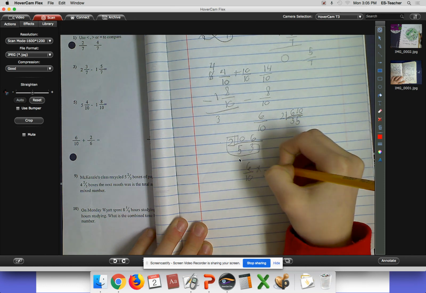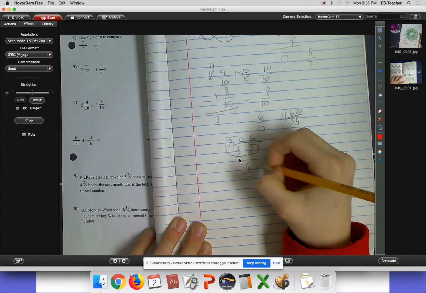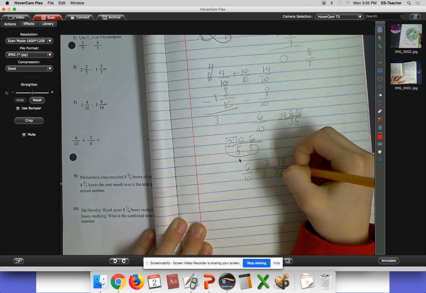You get 30. When you multiply 10 times 3, then what you have to do to the bottom, you have to do to the top. That's 18 30ths plus.